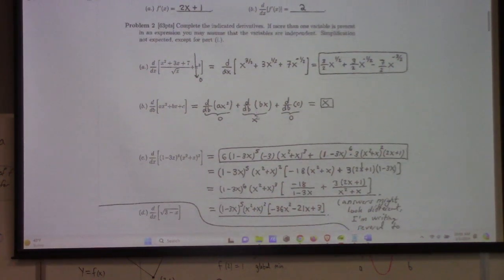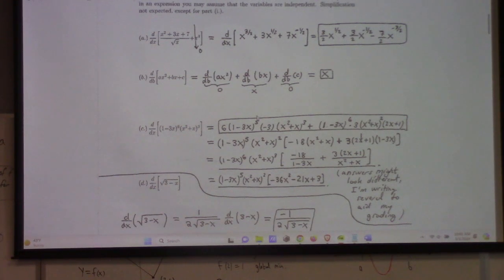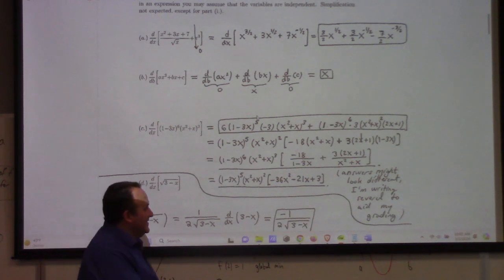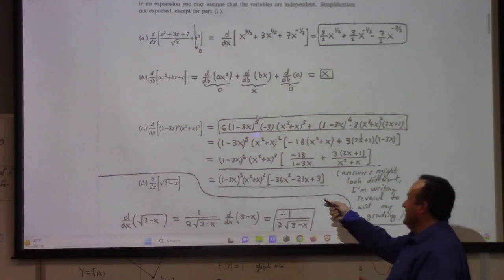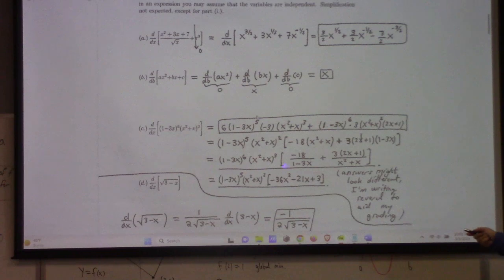Problem C. I have a bunch of different answers here so that as I was grading, I could try to make sure I saw your answer as being correct or not. I'm not saying you need to have all this work. This is a perfectly fine answer, that is a perfectly fine answer, and so is this and that. I'm just writing different answers for myself for the sake of grading. Don't misunderstand what I'm writing here.